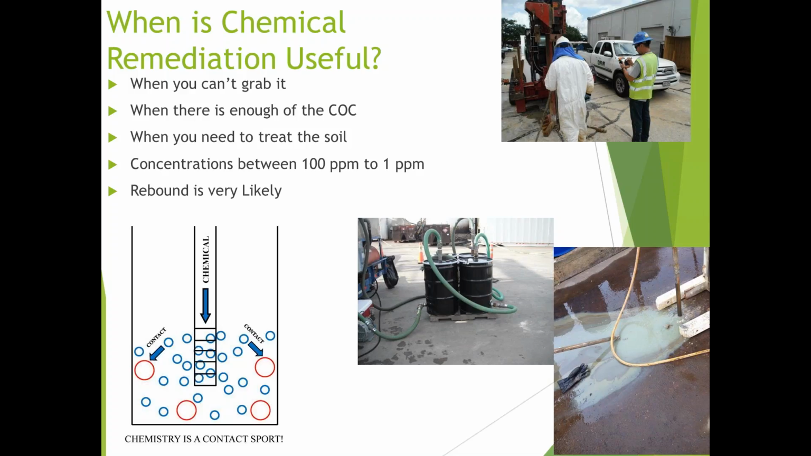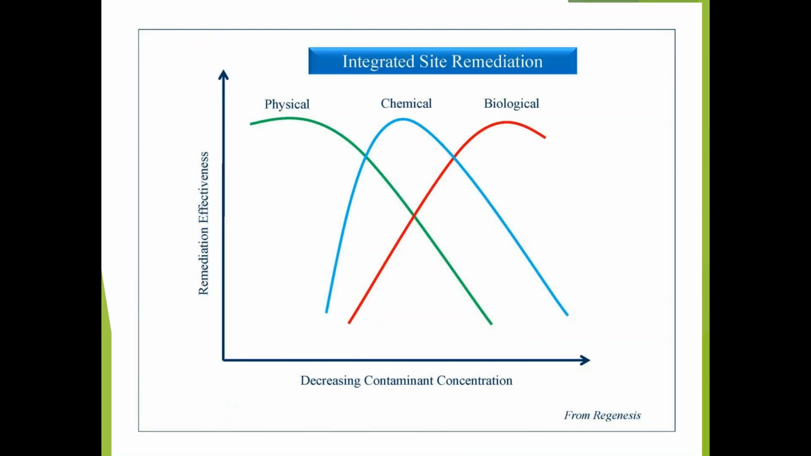Pictorially, in the lower left-hand corner, we inject the chemical oxidizer into the subsurface through a monitoring well or an injection point, and we are counting on there being enough chemical that it comes into contact with the red dots that represent a chlorinated solvent. The blue dots represent a chemical oxidizer. There has to be contact between those two groups for destruction to occur. I'm going to turn it over to the microbiologist now.